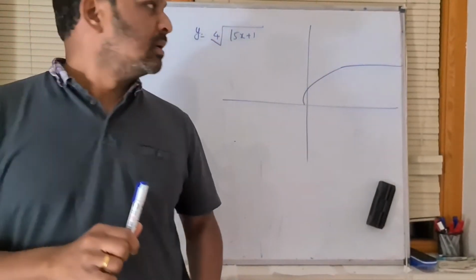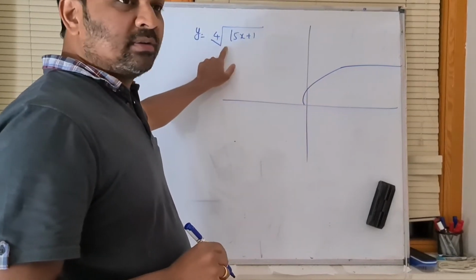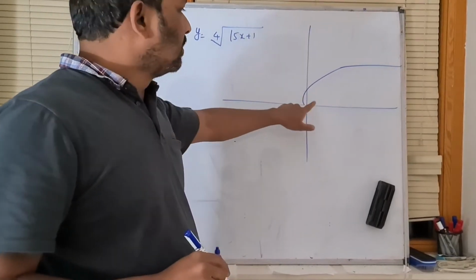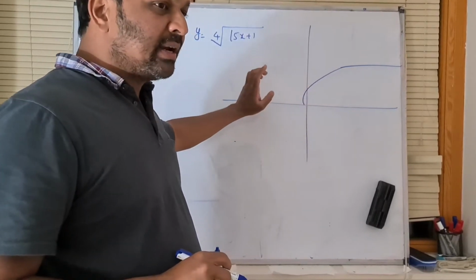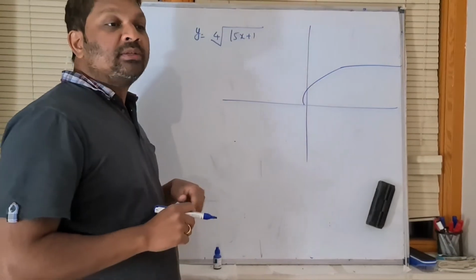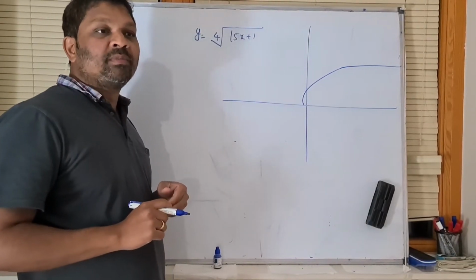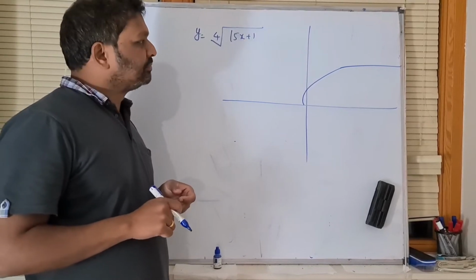Whose equation is this? Whose graph is this one? Is it a straight line? It's not a straight line. Why is it not a straight line? Because the power is not 1. What is the power? Is it 1 by 4? 1 by 4. Yes, exactly.